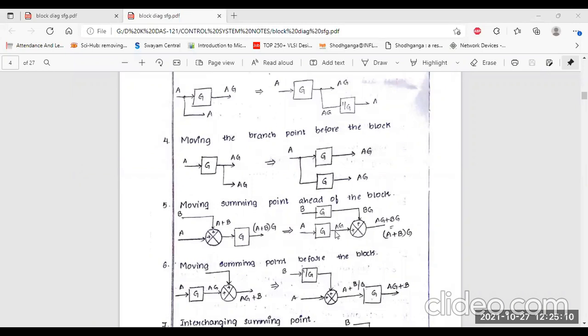Clear? So the output here is AG, and here the output is BG. Then this is basically the summing point. We have to attach it, those are positive regions, that is a positive feedback network. So that's why we have to write here AG plus BG, that means A plus B into G. So here you can see this diagram changes into this format, by the rule of moving the summing point ahead of the blocks also. Clear?